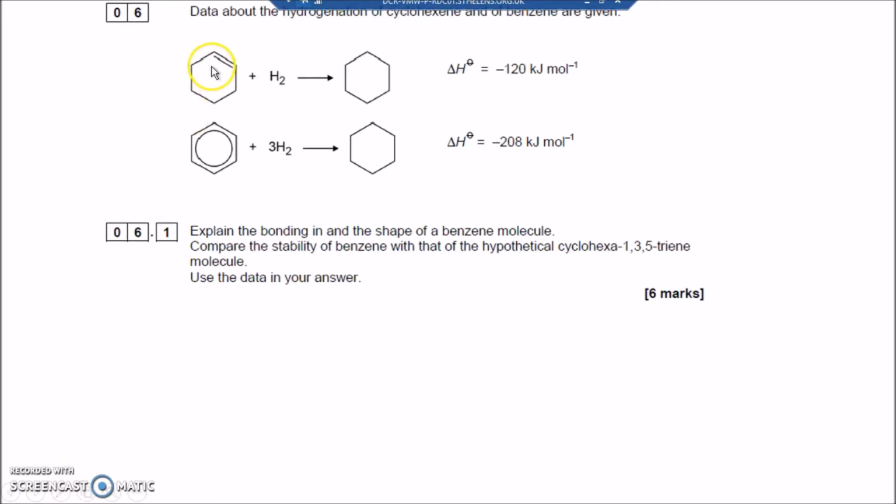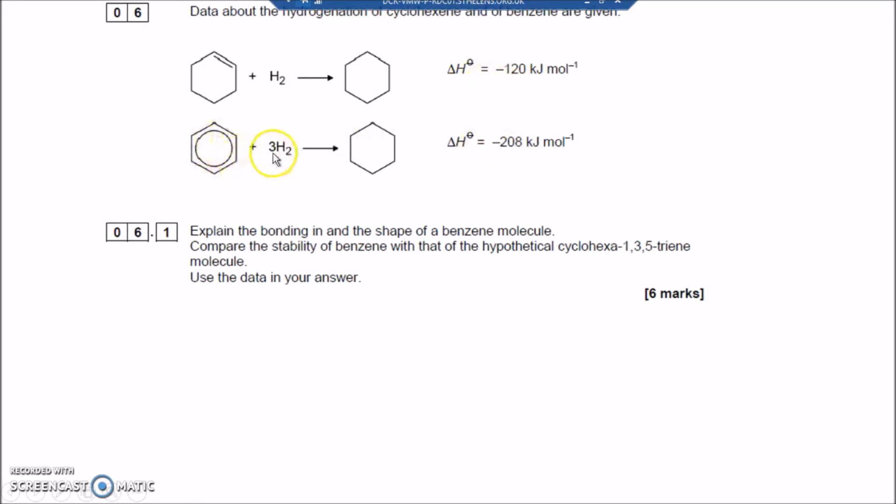Question 6, a tricky question this. You've got cyclohexene, so it's got 6 carbons, with 2 hydrogens on every carbon, except on these where we've got a double bond. If we add hydrogen across the double bond, it's exothermic by 120 kilojoules per mole. So if we had 3 alternate double bonds, like in Kekulé, we'd expect minus 360. But it's not, it's less than that. So it's not as exothermic.